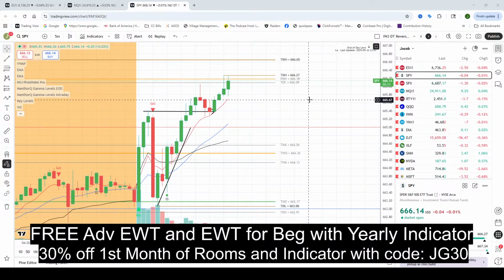Certainly not an ideal reaction at the 8, but we'll see what happens here. They didn't even quite get down to it and reacted strongly, so that is so far a sign of bullishness. That is strength, I should say.